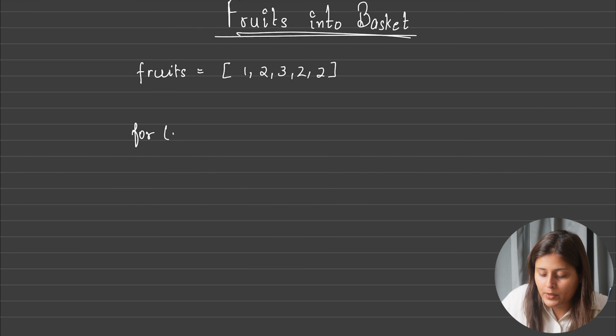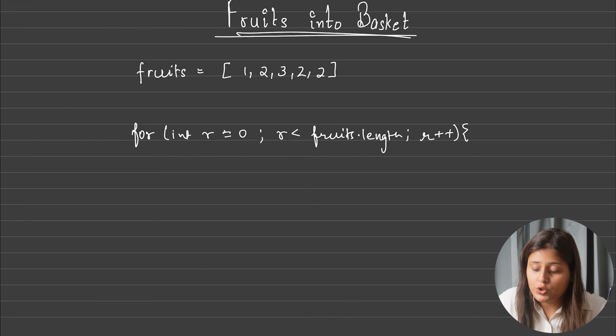I can run a for loop, int right pointer, which I will start from 0 and I will allow this to go till what? fruits.length, correct? And then I will do r++. So the first pointer, which is the r pointer, will take care of what all fruits we have to collect.